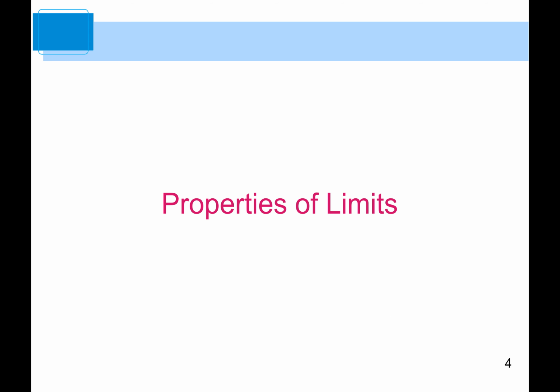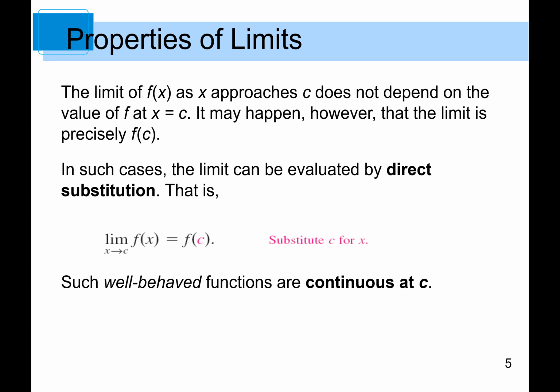So first one, let's take a look at properties of limits. The limit of f of x as x approaches c does not depend on the value of f of x at x equals c. It may happen, however, that the limit is precisely f of c. In such case, the limit could be evaluated by direct substitution. So this is one of the most important methods called direct substitution. You basically just replace x with whatever the c value is, and you will find the limit.